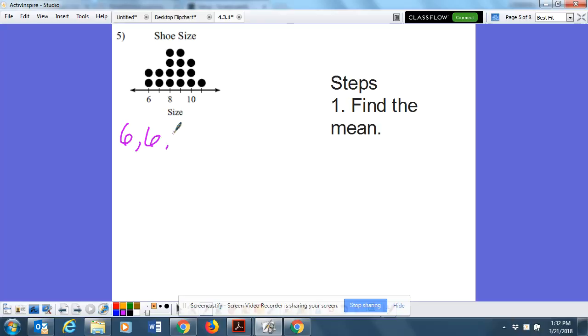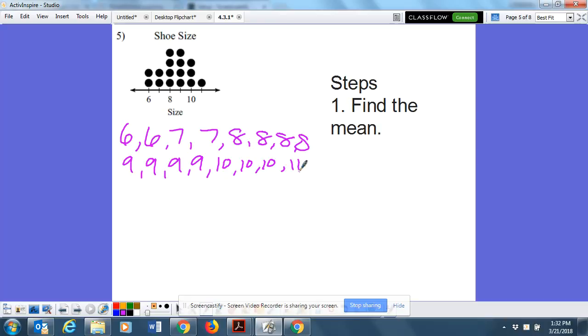So how many 7s do I have? 2. And then how many 8s? 4. And then 9. 4. And then 10. 3. And then 1. 11.